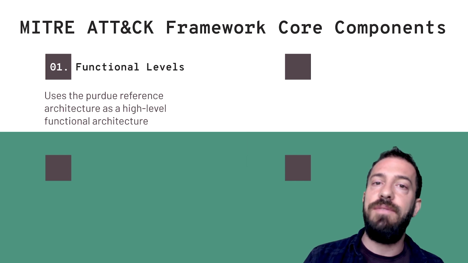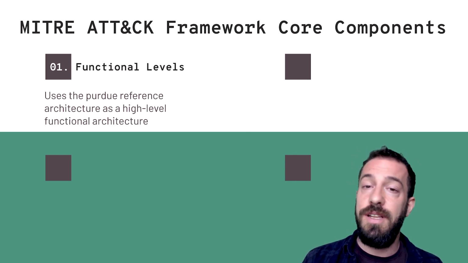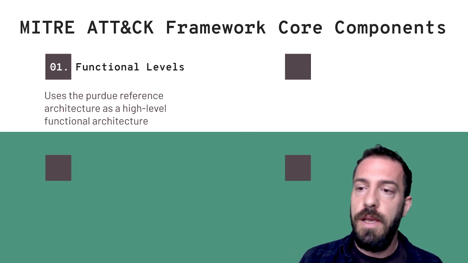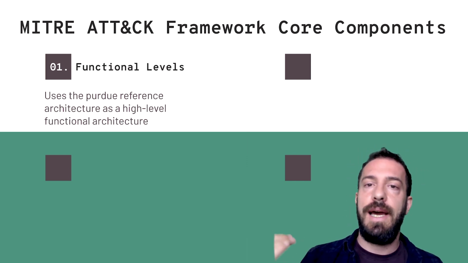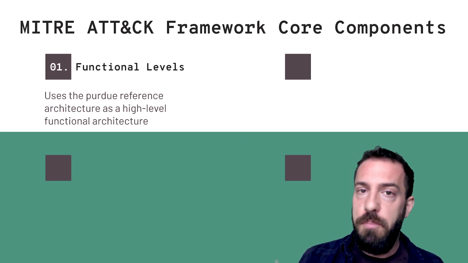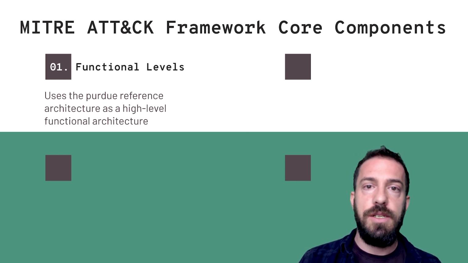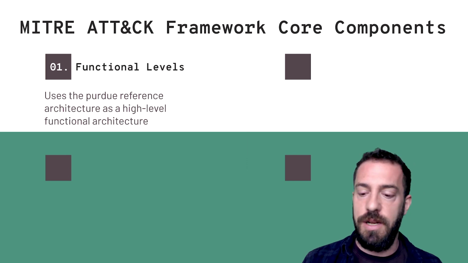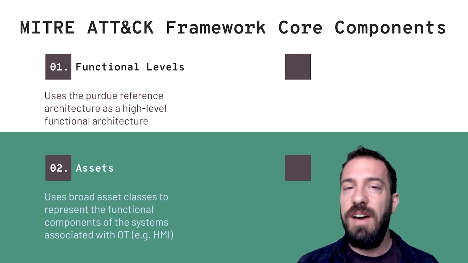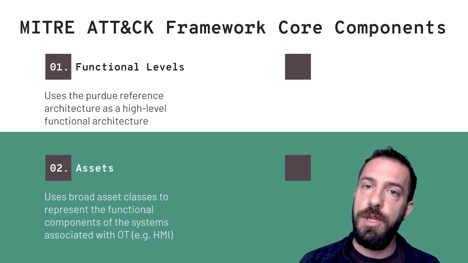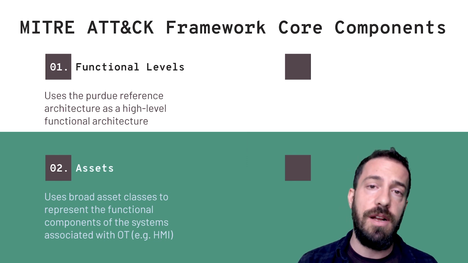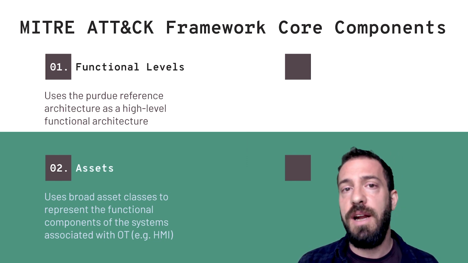attacking different levels can have different effects on the system, and also involves the different assets associated with each level. At the lowest level, you have more control components, sensors, and actuators. At the high level, you have more regular computers, PCs, smartphones, and printers, standard IT equipment. So it's important to first abstract the functional levels. And then the assets, the second component of the framework. We have broad asset classes to represent the functional components of the systems. We have HMIs, SCADA servers, data historians, but also your regular computers, smartphones, and printers.